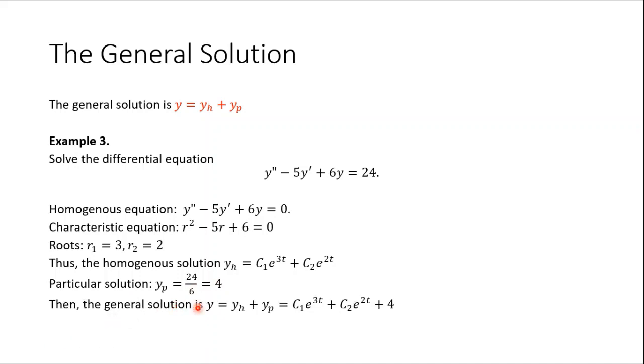In general, the general solution will be the homogeneous solution plus the particular solution, which is equal to c1 e to the power of 3t plus c2 e to the power of 2t plus the particular solution, which is equal to 4.